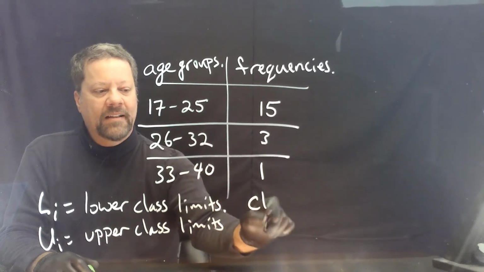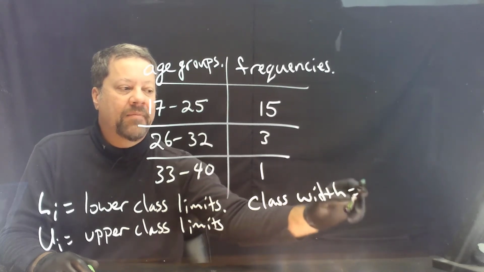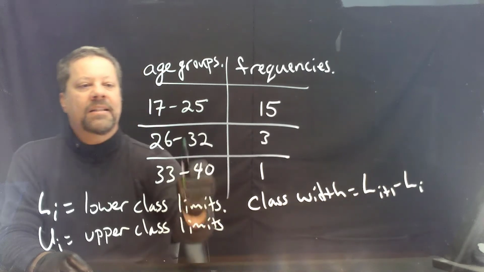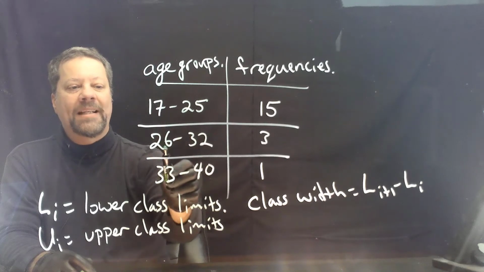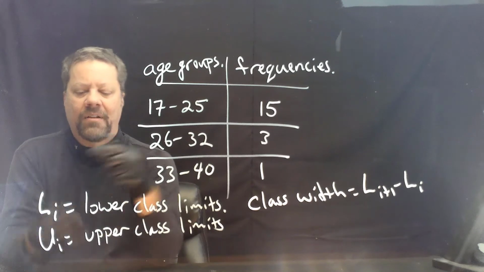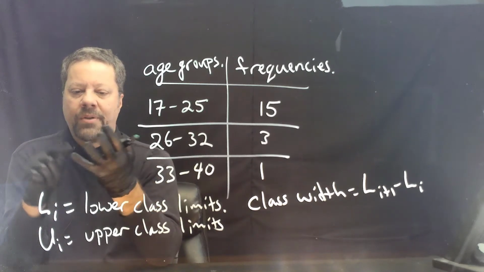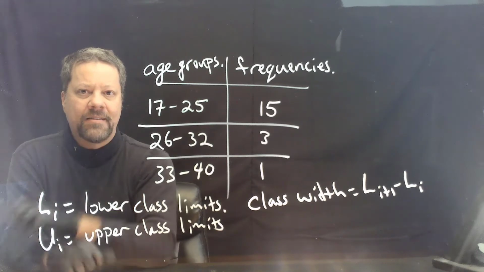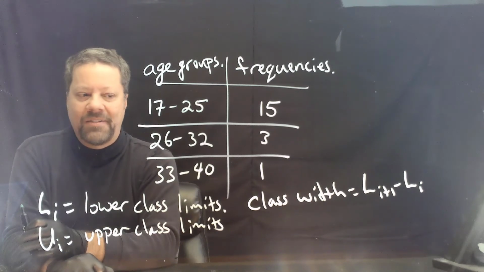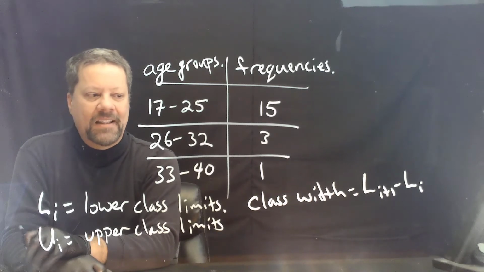We'll define the class width to be L sub i+1 minus L sub i. So in this case, the class width will be 26 minus 17, so 9. After all, if you're looking for individuals from 17, 18, 19, 20, 21, 22, 23, 24, 25, that's 9 years. That's a 9-year spread. 26 minus 17 is how you get that difference. You subtract these adjacent lower class limits to find the class width.